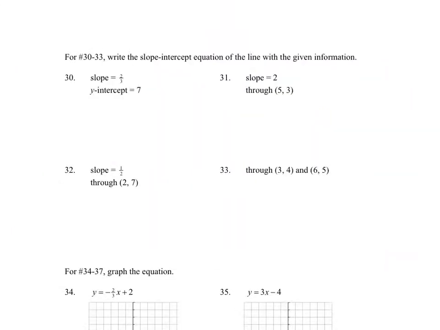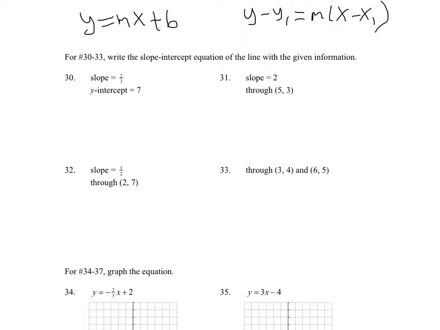Alright, so on this page we're going to be writing equations. This was one of the very last things that we learned. And you can use regular old y equals mx plus b slope-intercept form. You can also use point slope form: y minus y1 equals m times x minus x1. You can use whichever one you want. I'll probably use a variety of both. But in a case like number 30, where we're going to end in slope-intercept form, we'd use this form.